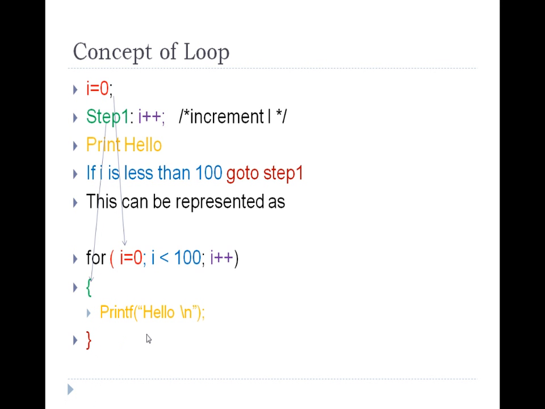See, this comes here, step 1 comes here, I++ comes here, printf hello comes there, the condition comes here, go to step 1. Okay, so this is go to step 1. This closing brace will result in the control going back to step 1.